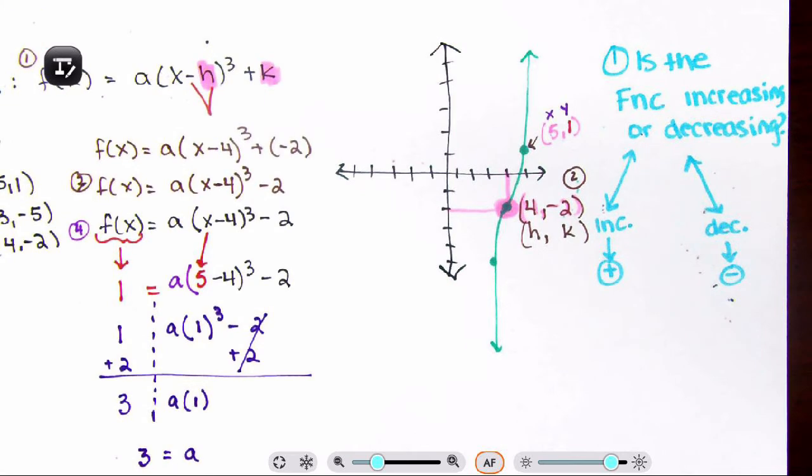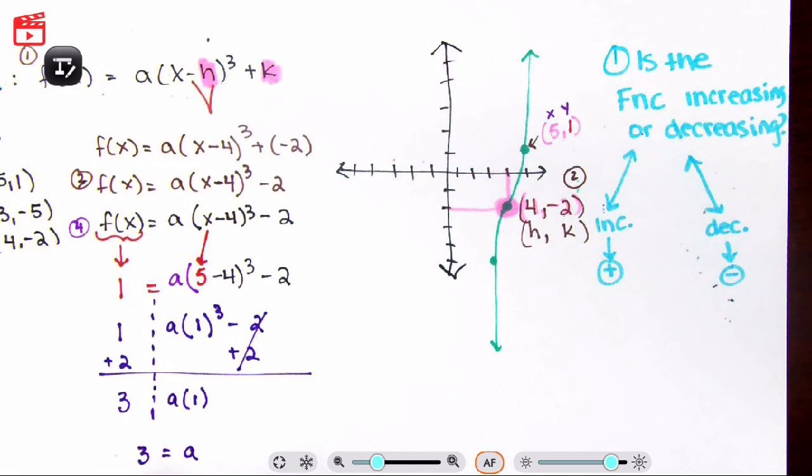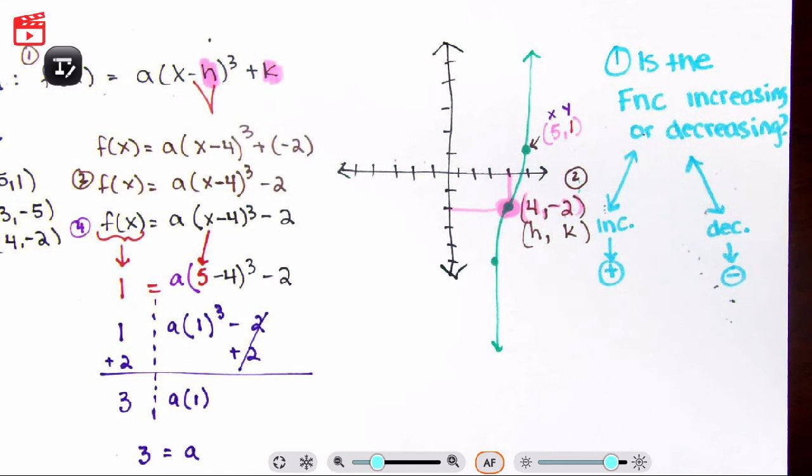I did that. So then step number 5 is write down your final answer. So step number 5, here's my final answer. We are changing 3 things. We are changing a: f of x is equal to a, which is 3. X is the same. H we are changing, which is minus 4 cubed. And we're changing our k value, which is minus 2. Here is your equation for the given graph.